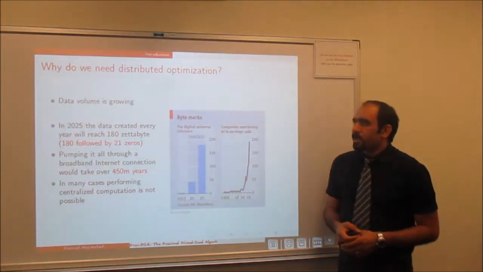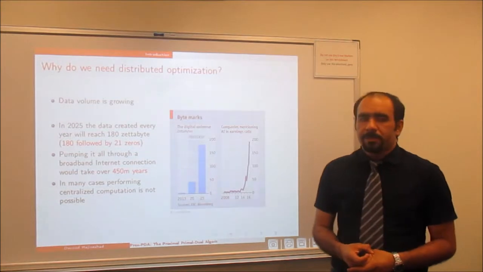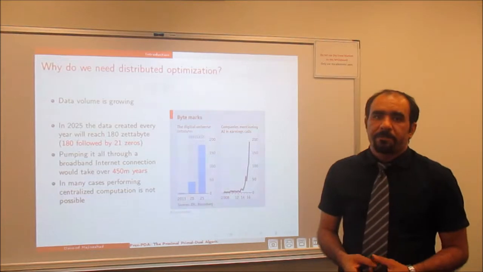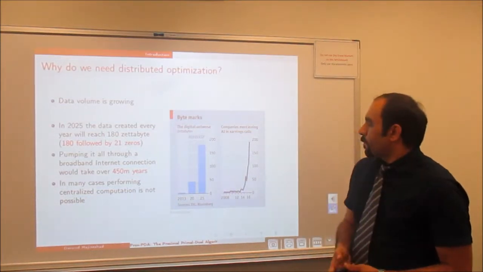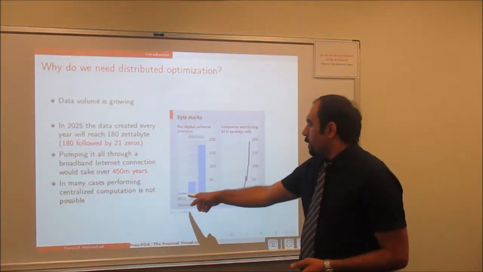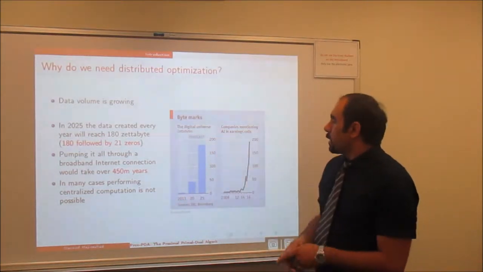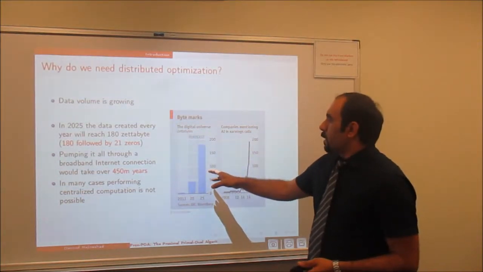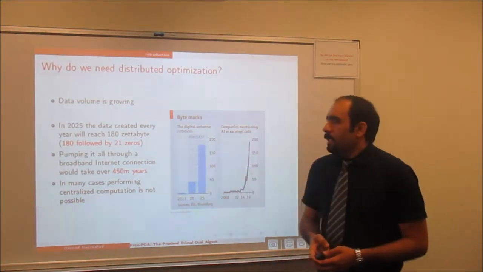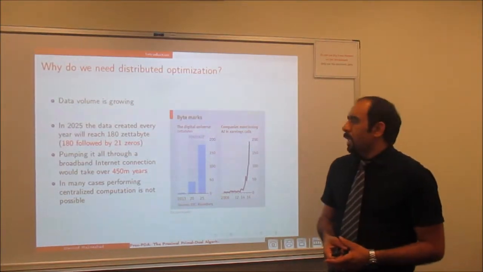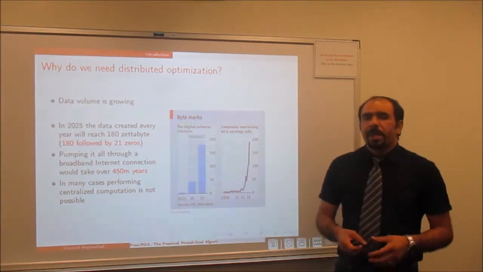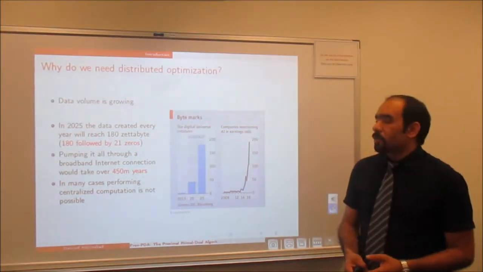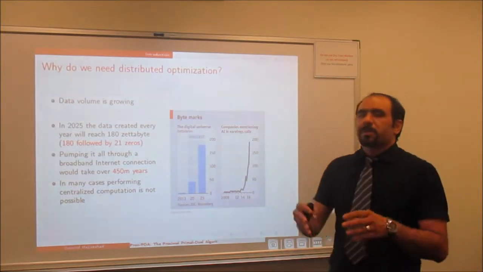And the second reason is related to the data volume issue. The data volume is growing very fast. Look at this picture, and you see that the data volume is growing too fast. In 2025, it is predicted that the data volume would be 180 zettabytes, which is 180 followed by 21 zeros. So in many cases, it is impossible to do centralized computations. Okay, so we have to do distributed computations.